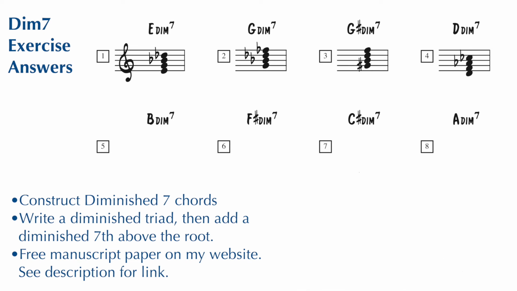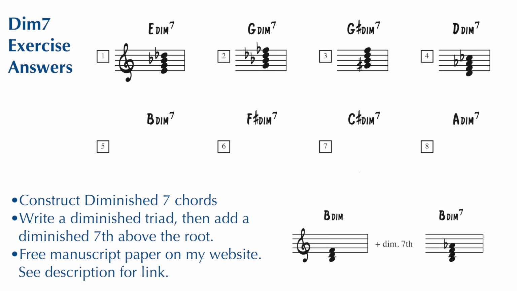Number 5 is B diminished 7. First, construct a B diminished triad. That's going to be B, D, and F. Next, we add a diminished 7 above the root. The root is B. A minor 7th above that B would be A. A diminished 7 is going to be A flat. Stack them all up, you have B, D, F, A flat, B diminished 7.